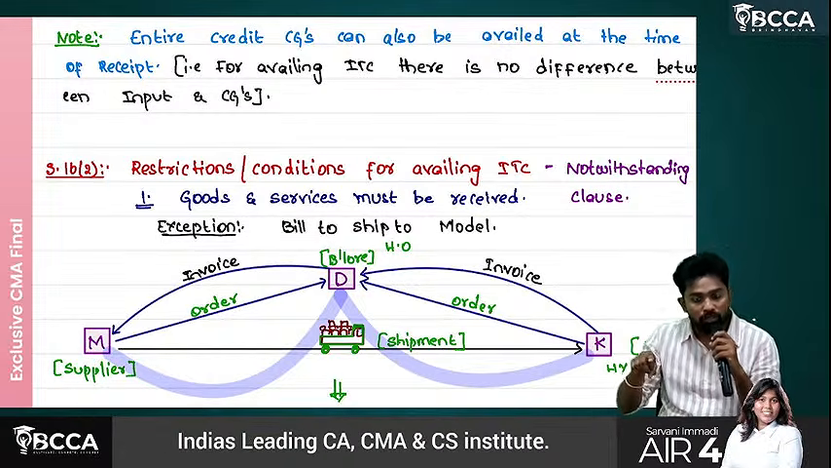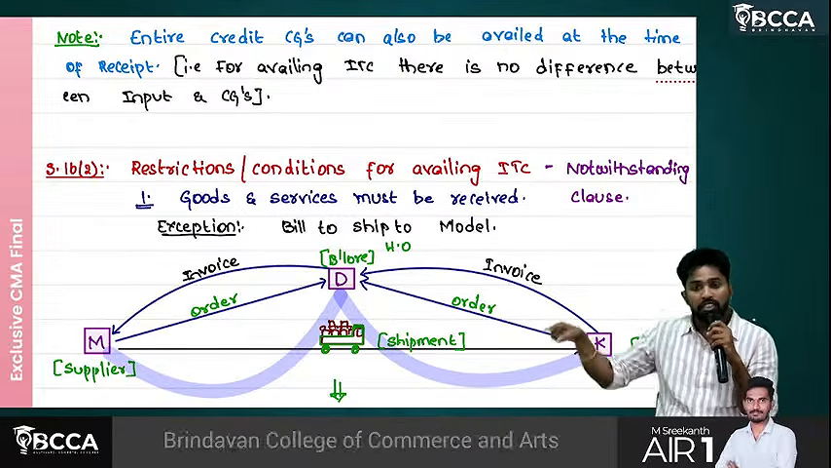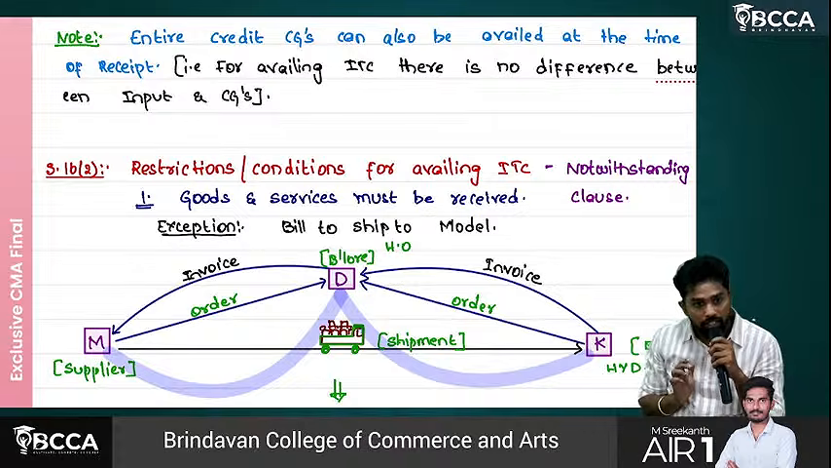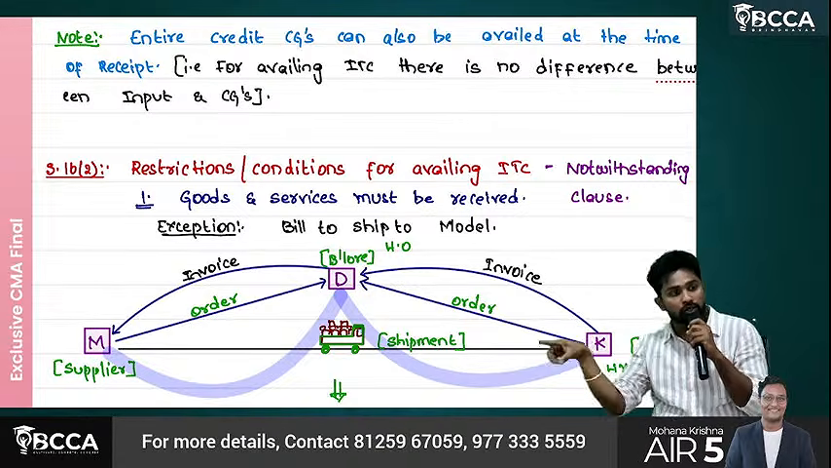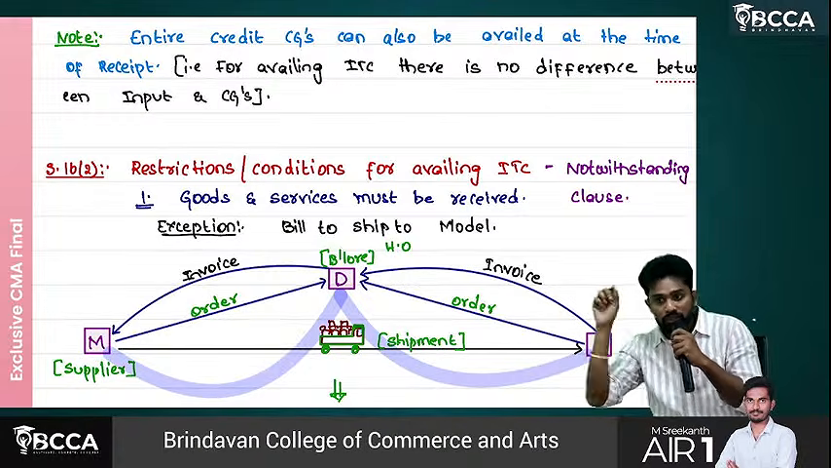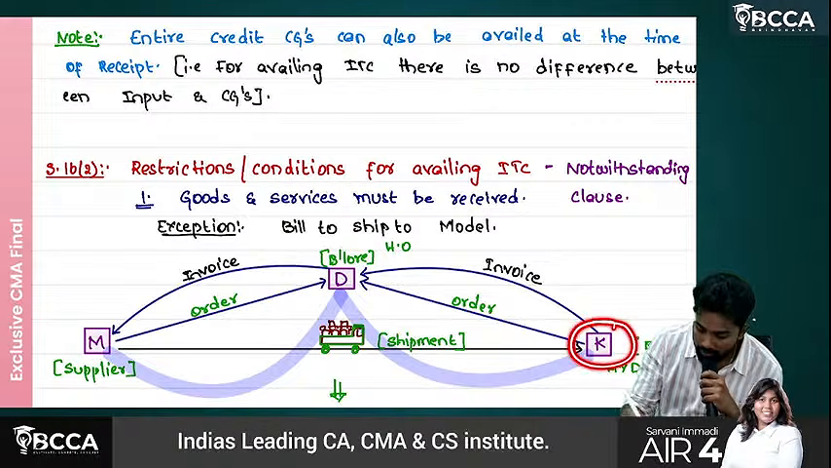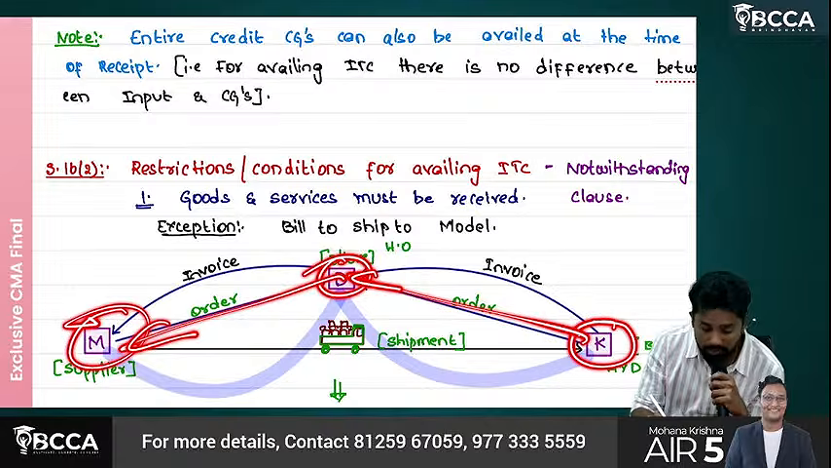What is the bill to ship to model? Like a triangle, sir. A, B, C are there. C orders from B, B orders from A. But actually what has to happen? A should deliver to B, B should deliver to C. But instead of that, what happens? A directly sends to C. Take K, D, M. K orders with D, D orders with M.